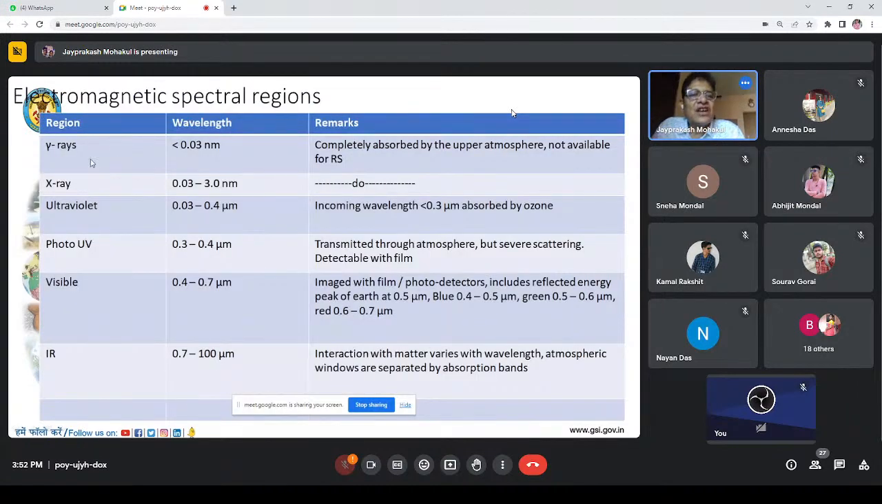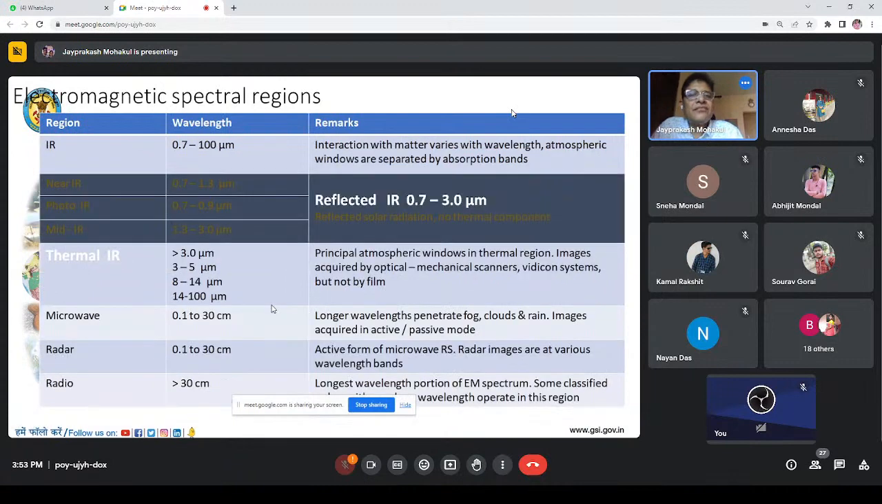As we discussed, gamma rays are completely absorbed by the upper atmosphere, not available for remote sensing. X-rays, same thing. Ultraviolet incoming wavelength less than 0.3 gets absorbed by ozone. Photo ultraviolet is transmitted through the atmosphere, but with severe scattering, detectable with film. We'll discuss what scattering is. And this is the visible range. Then you have the infrared range, the near infrared or reflected infrared. Infrared interaction with matter varies with wavelength. Atmospheric windows are separated by absorption bands. We'll discuss those things.